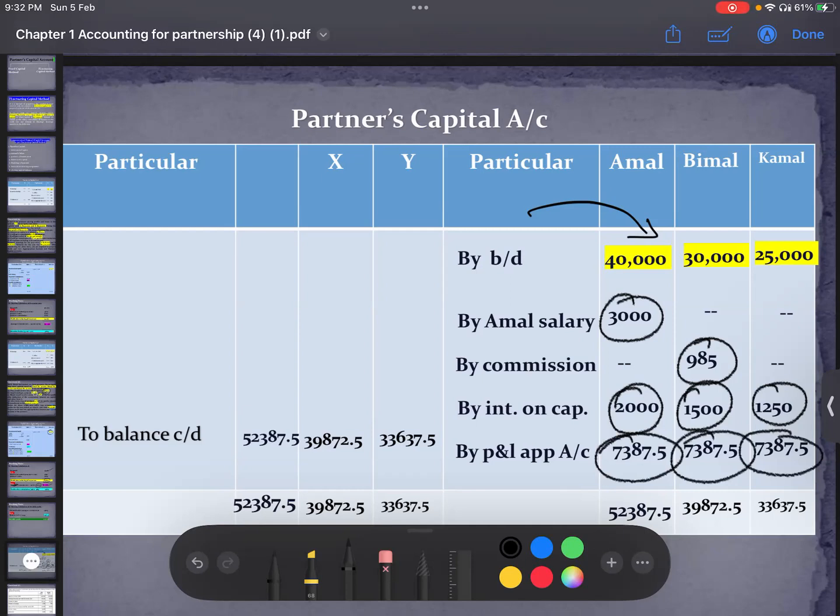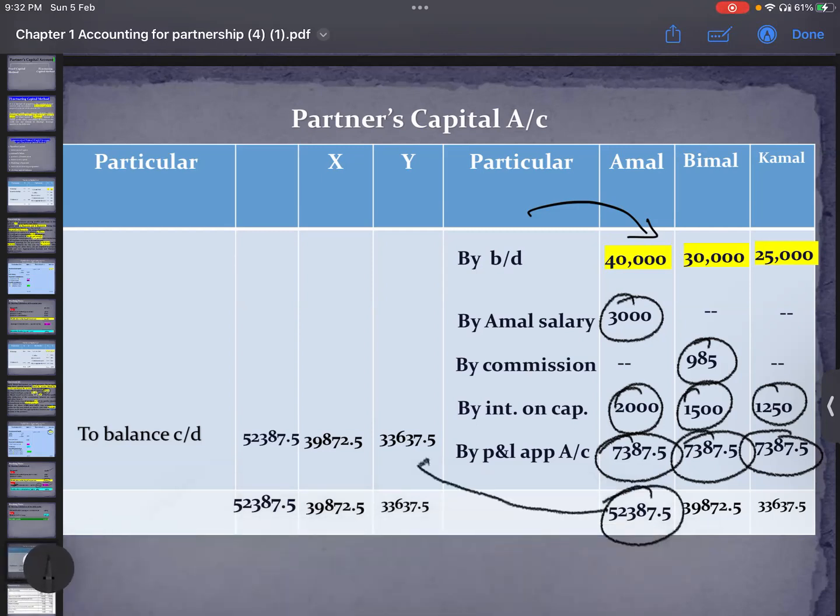After writing down the balances, we'll total the debit side and the credit side. Since there is no value on the debit side, whatever balance we get on the credit side will be considered as the closing balance for all the partners. Got it, everyone? I hope this is clear, everybody.